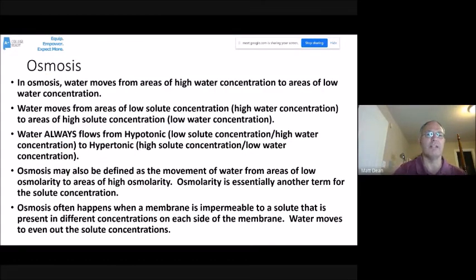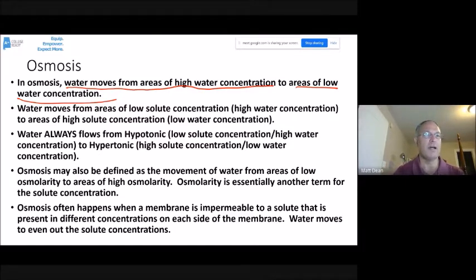All right, so let's talk about osmosis, because this is the one that's the most confusing for folks, really because we define it in four or five different ways. The most basic definition of osmosis is it's the diffusion of water, and it moves water from areas of high water concentration to areas of low water concentration.